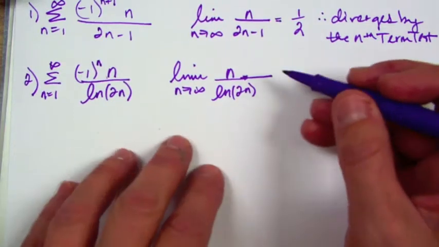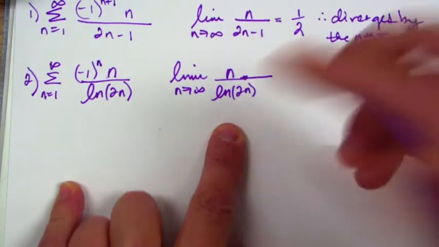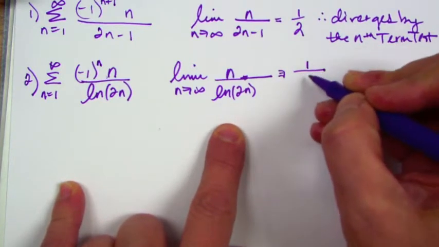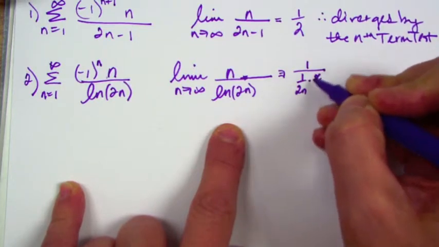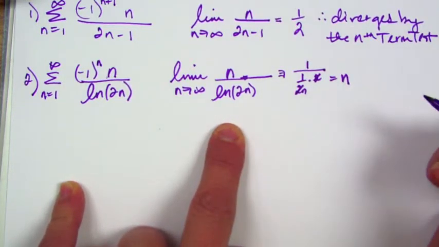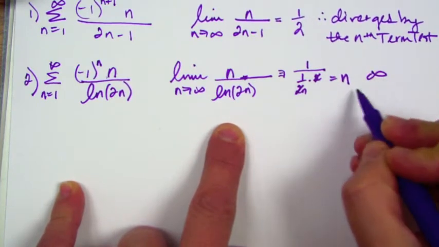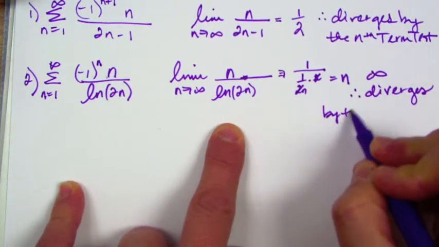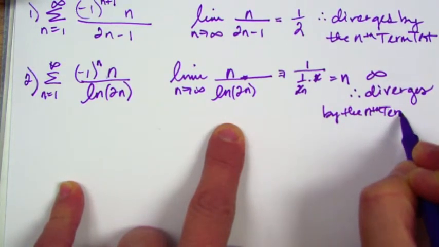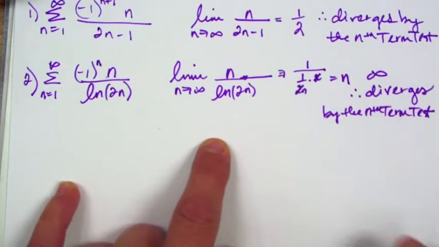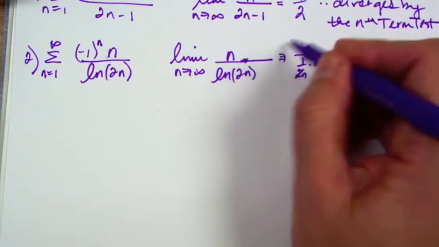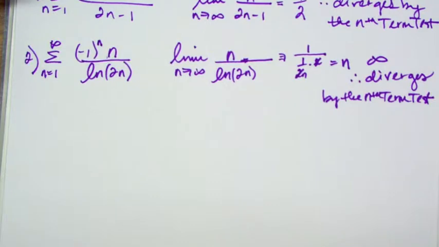Which means it will diverge. If you're unsure on the growth rates, you can go ahead and use L'Hopital's rule, which would be 1 over 2n times 2, which just becomes n, which is infinity. Since that doesn't go to 0, we can say diverges by the nth term test. From right here, you could put equals infinity, but some people aren't as confident in the growth rates.